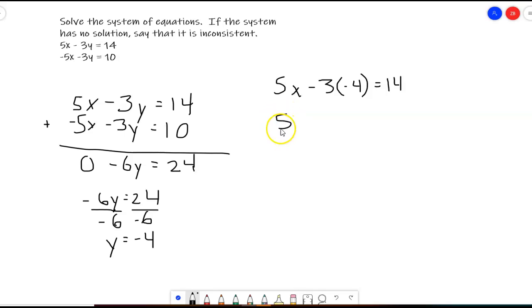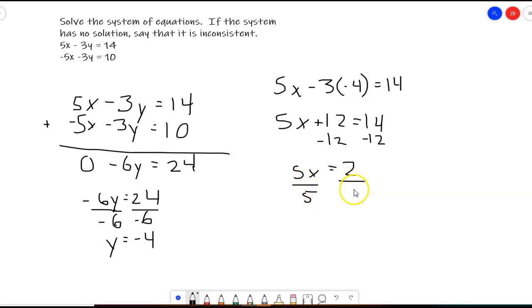So now 5x, minus and a minus is a positive. 3 times 4 is 12, so plus 12 is equal to 14. Subtract 12 from both sides, and we get 5x is equal to 2. And finally, if we divide both sides by 5 to get the x by itself, that means x is equal to 2 over 5.